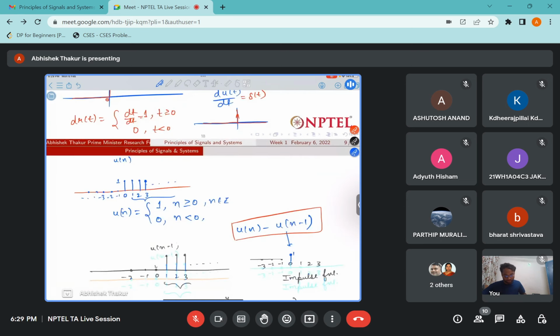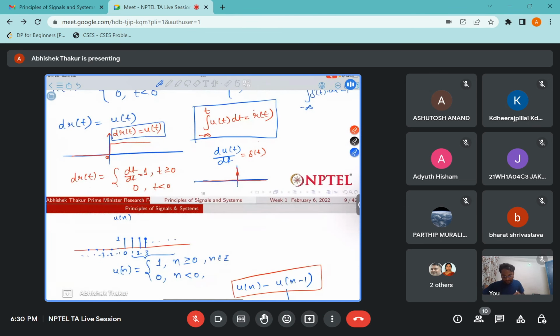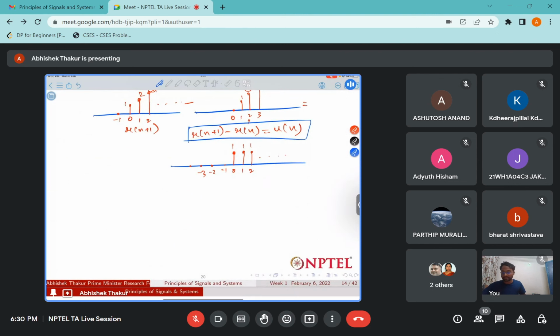Same in the time domain also you can see here, derivative of Rt is equal to Ut. So these are some of the basic relationships between the ramp, unit step function and impulse function.